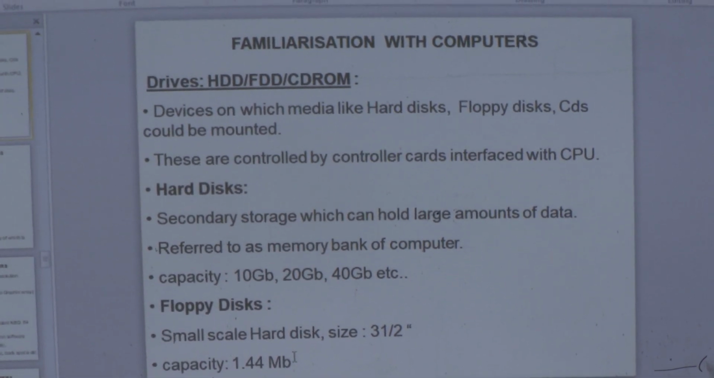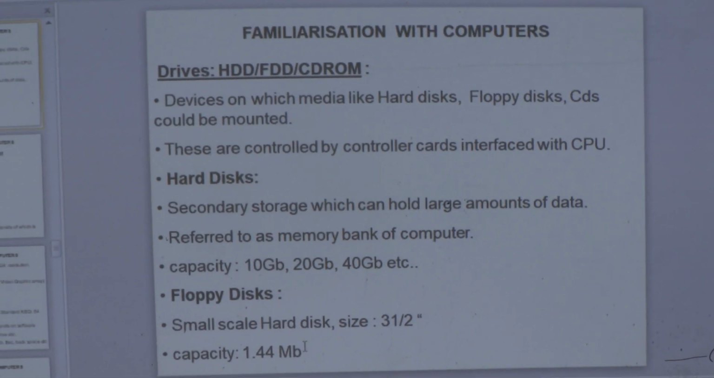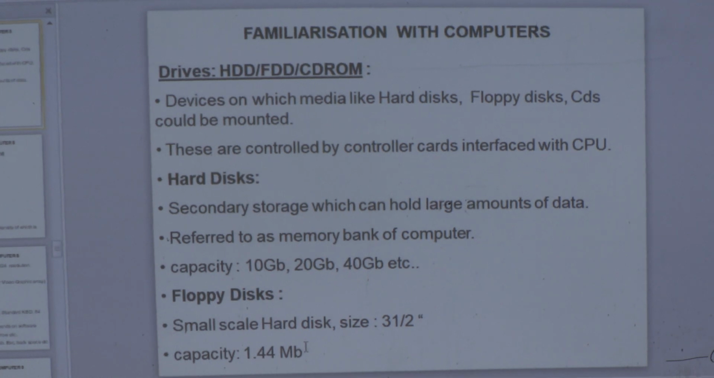Next are secondary storage devices, which can hold large amounts of data. Why do you need secondary storage devices? If you want to store data other than on your hard disk, you can store it on an external hard disk or pen drive, so that you can carry it wherever you want. That is optional, it is left to you. You have different storage capacities, 10 GB, 20 GB, like that.